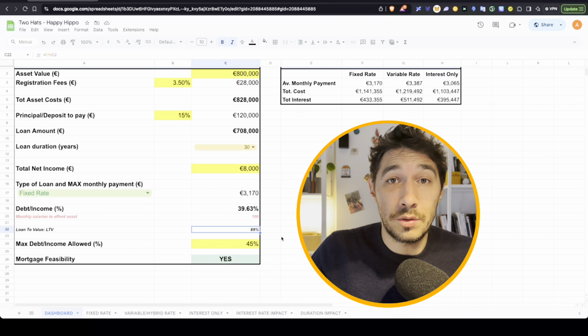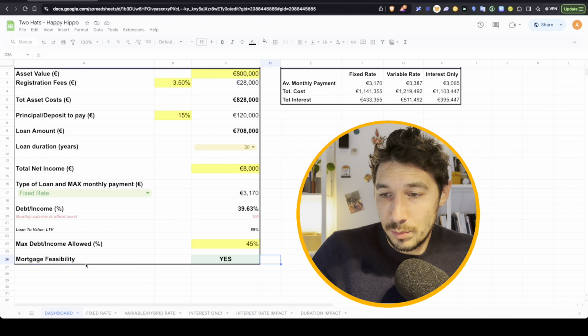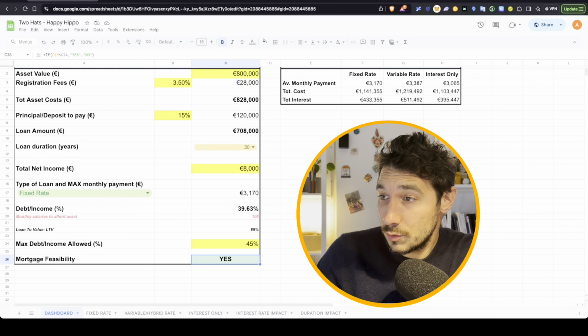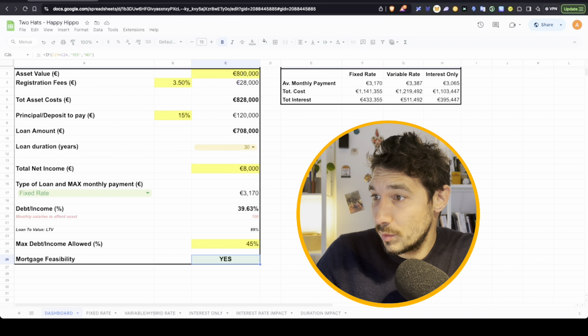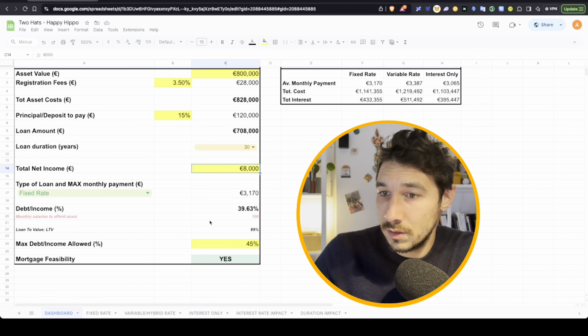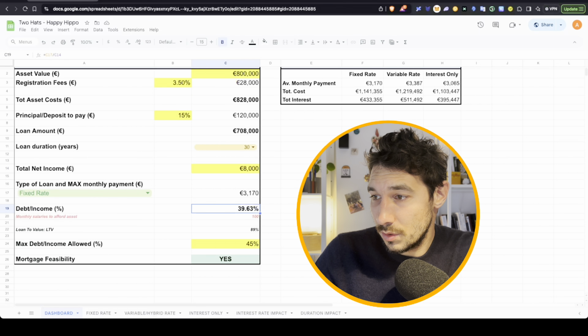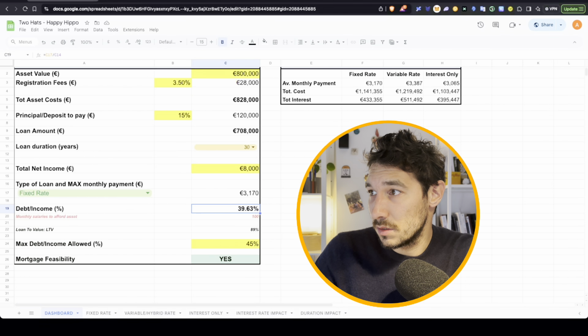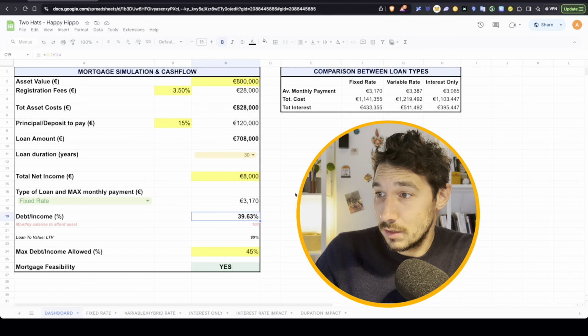And finally, here we have the mortgage feasibility. In this case, it will be a yes, presumably, because we will have to pay 3,170 euros, but for a net income of 8,000, our debt-income ratio is almost 40%, which might be okay for the bank.